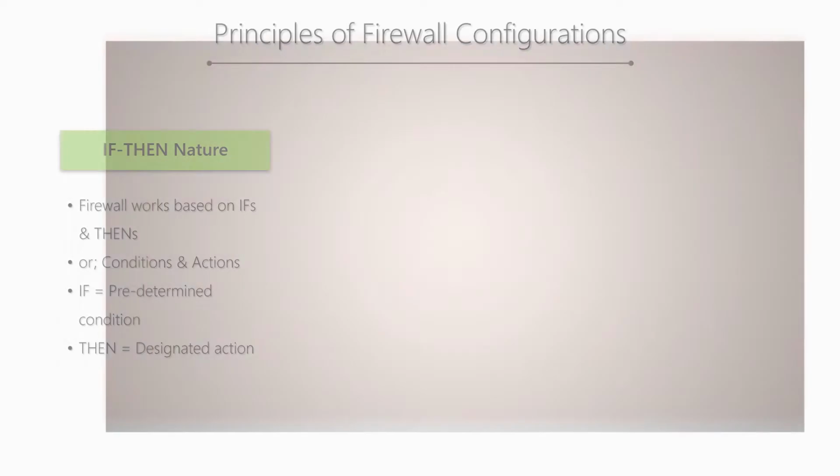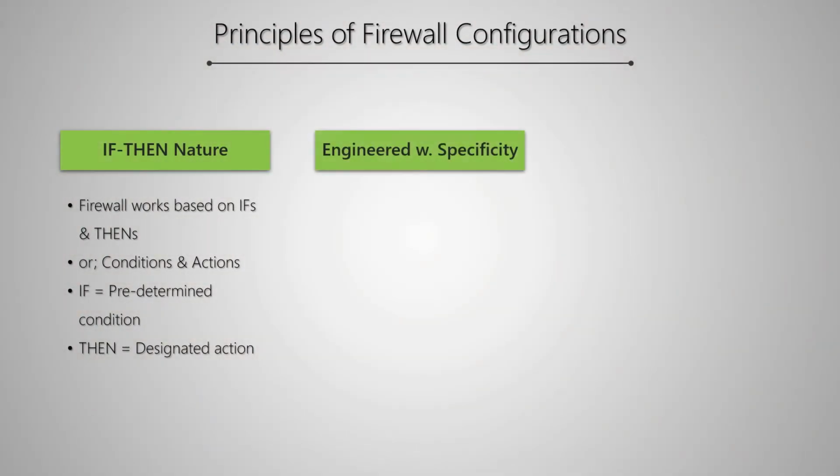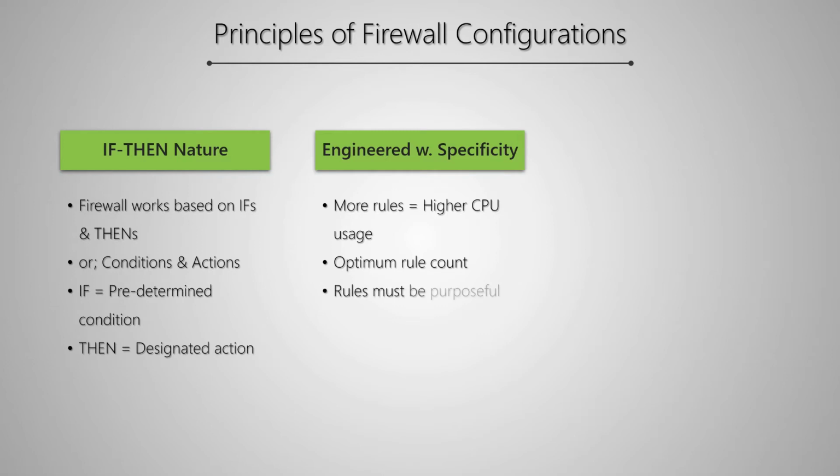Principle number two regarding firewall settings is that they should be smartly engineered with a certain level of specificity. The reason is that, since each packet must be checked against all firewall rules, the more rules you create, the higher the CPU usage of your device will be. Therefore, you must always make sure that you're creating the optimum number of rules based on your goals. To observe this principle, you should remember that all firewall filters must be purposeful and simultaneously specific to your needs.